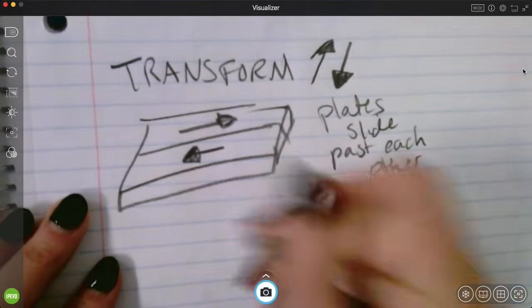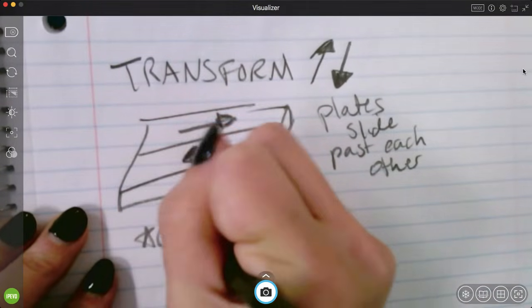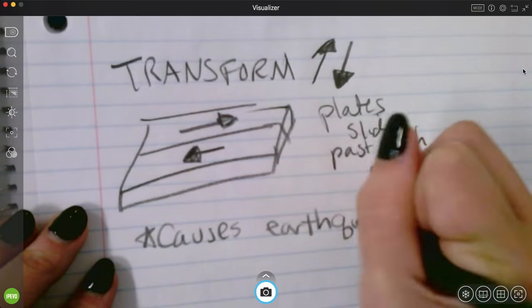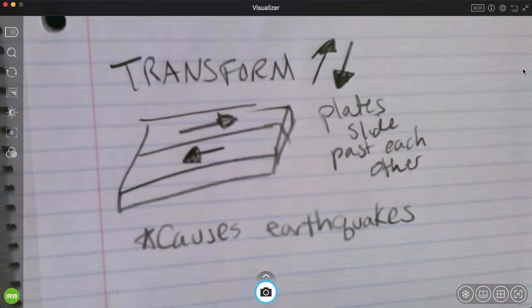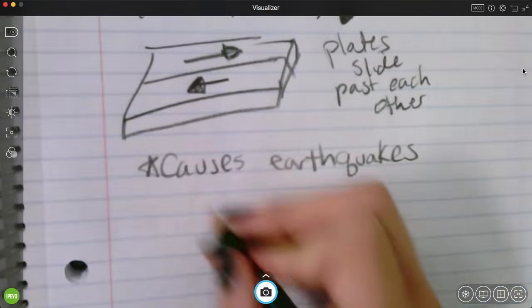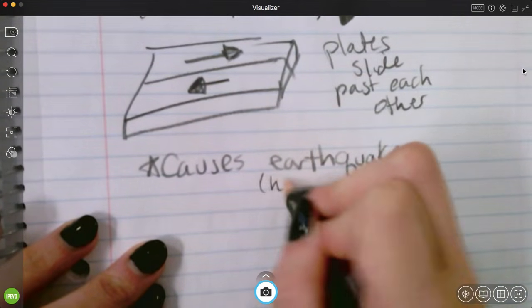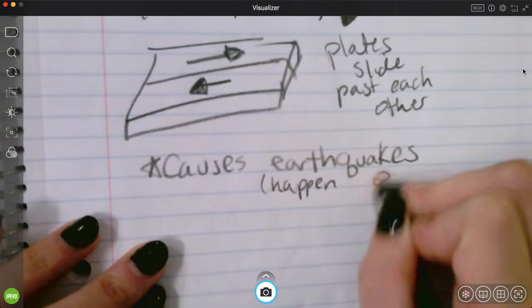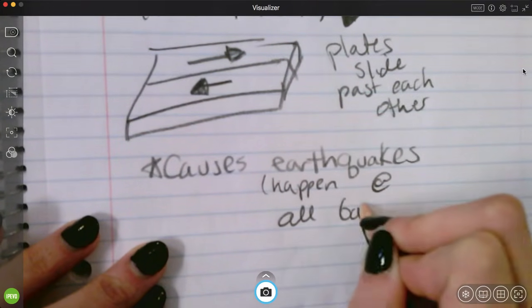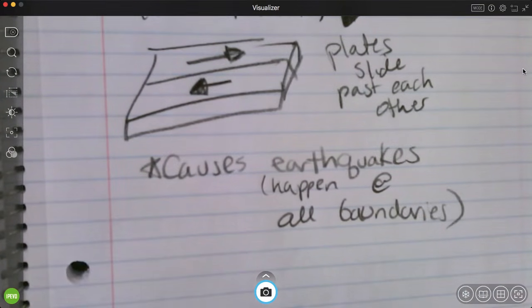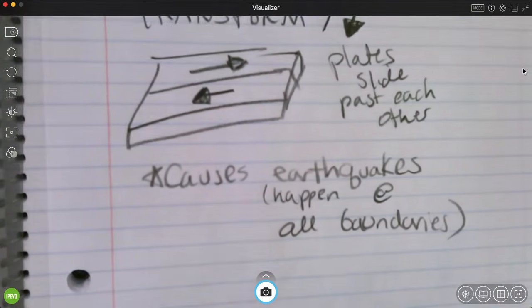Now, what this causes is earthquakes. Nothing is really made here or destroyed. It's just stuff happens. Now, a good note though, earthquakes happen at all boundaries. It's not just transform. It's just that's the only thing that happens at transform. That's why we talk about it.